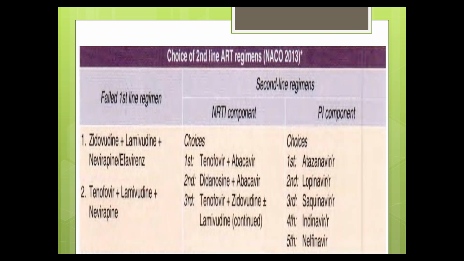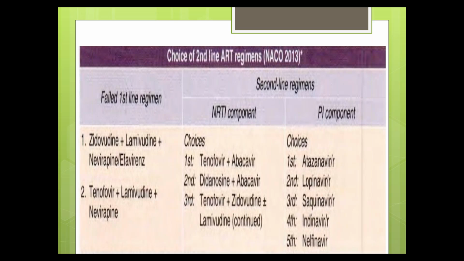If the first regimen has failed, that is zidovudine, lamivudine, nevirapine, or tenofovir, lamivudine, nevirapine, we'll go for the second line regimen, where we'll give a protease inhibitor also. Here, this is according to the NACO guidelines of 2013. The choices are, in the NRTI component, we'll give tenofovir and abacavir, and for protease inhibitors we'll go for atazanavir or ritonavir. The r is ritonavir.